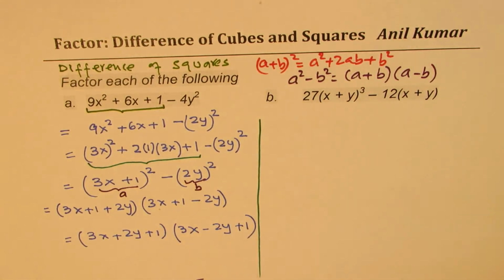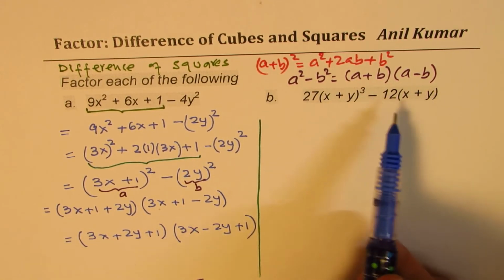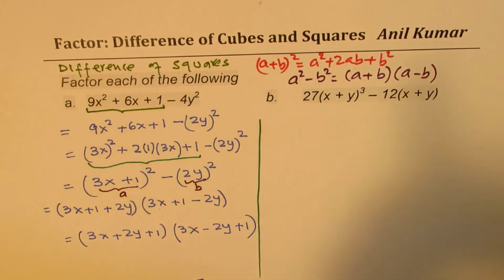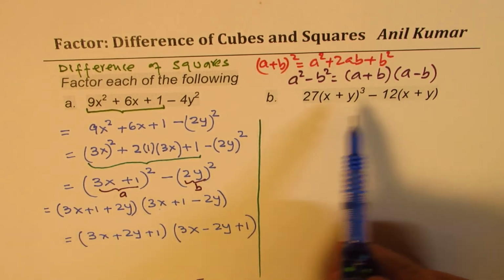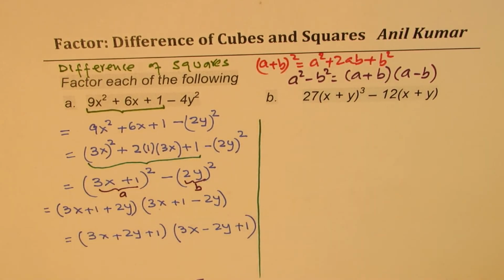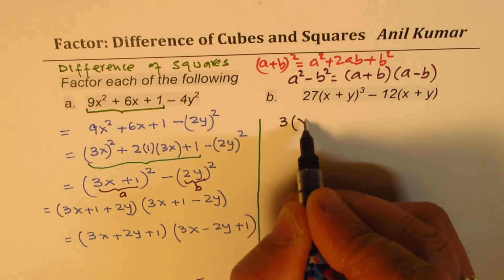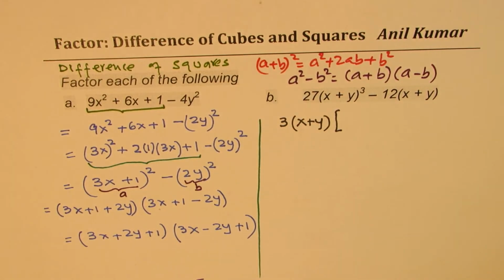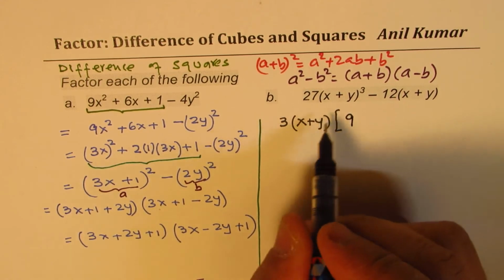Now let's do the second one. Well, I thought this is difference of cubes, but actually x plus y is a common factor, so it reduces to a simpler question. As far as the number goes, 27 and 12, 3 is a common factor. So what we can do here is that we can take 3 times x plus y as a common factor, right? So as soon as you take 3 common, first term, 27 divided by 3 is 9.